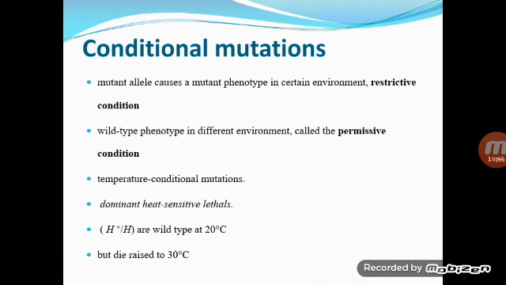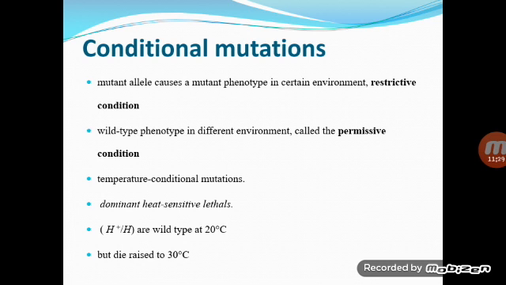Researchers have studied many temperature conditional mutations. For example, in Drosophila, mutations are known as dominant heat sensitive lethals. Here heterozygote H positive H are wild type at 20 degrees centigrade, so this is a permissive condition, but die if temperature is raised to 30 degrees centigrade, so this condition is restrictive condition.